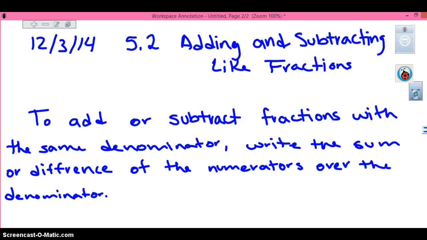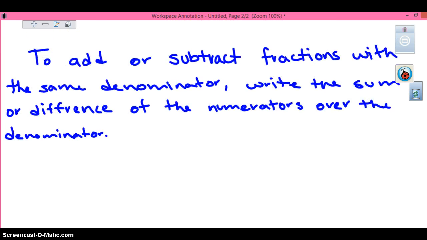Today we're going to be adding and subtracting like fractions. To add or subtract fractions with the same denominator, write the sum or difference of the numerators over the denominator. So let's give it a try.